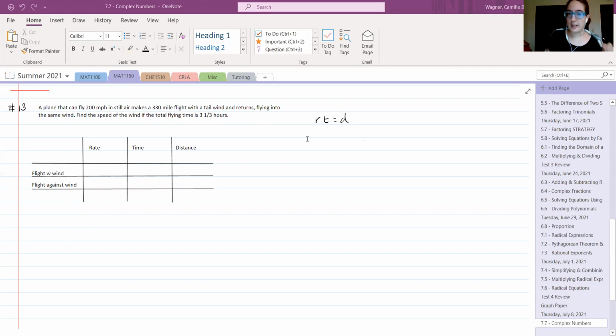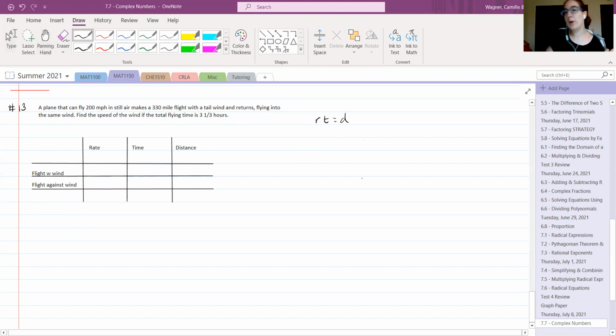So essentially, we have rate times time equals distance. But one thing that we can also do is solve for any one of these given the others. For instance, if we wanted to solve for time, we would divide by r on both sides, and then we would come up with time is equal to distance divided by rate, because these would cancel. So that's basically the key to unlocking this problem, I think.